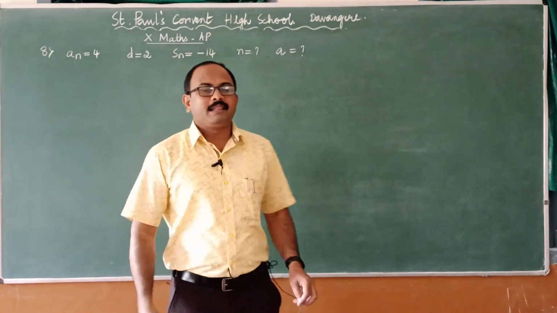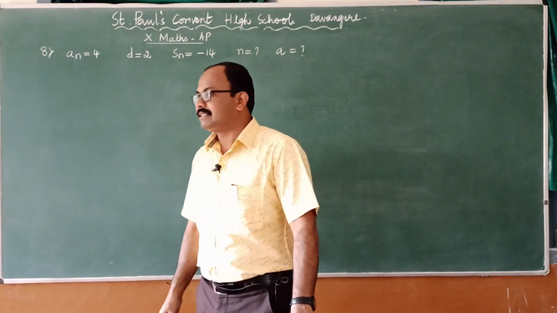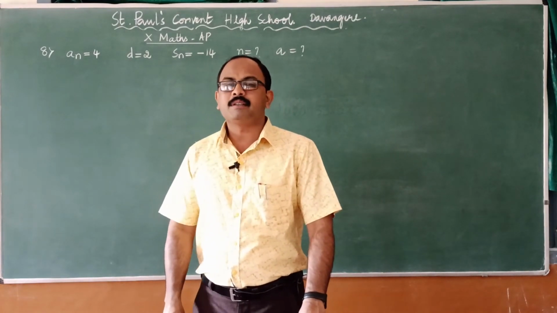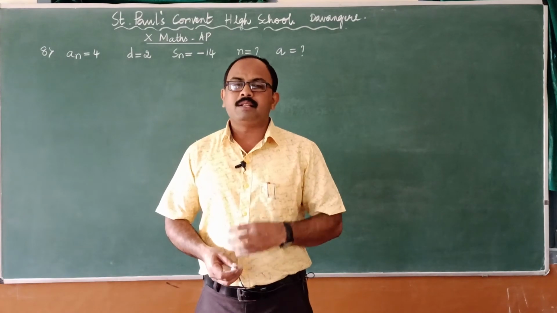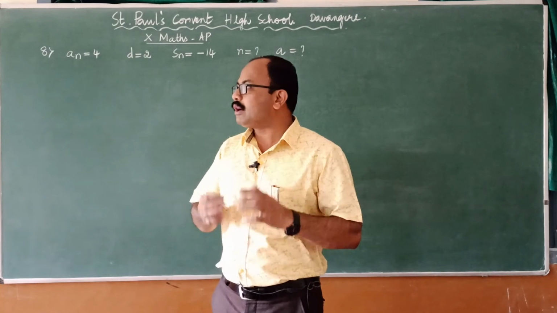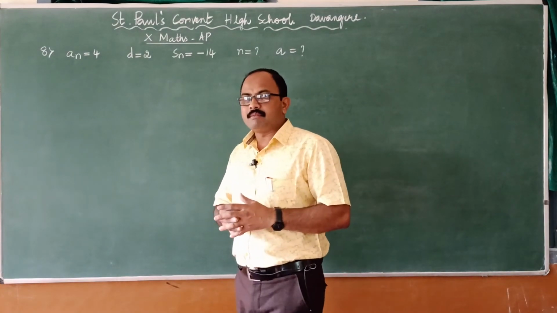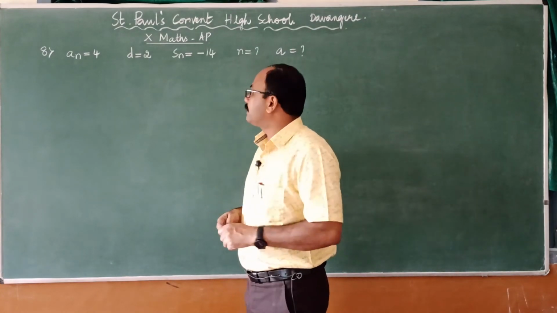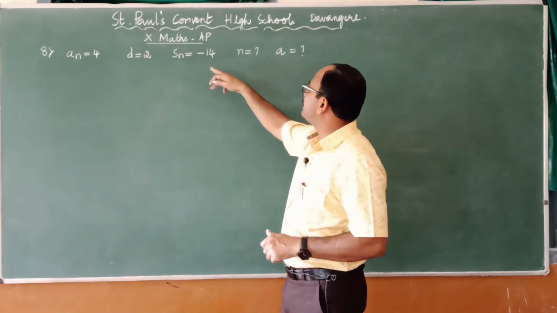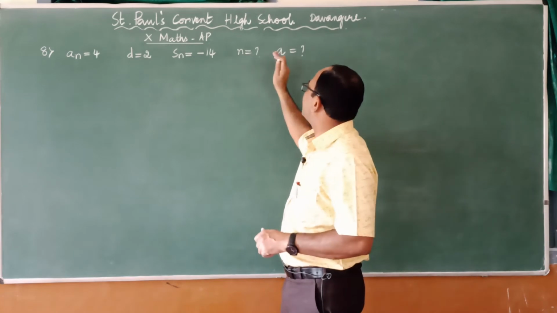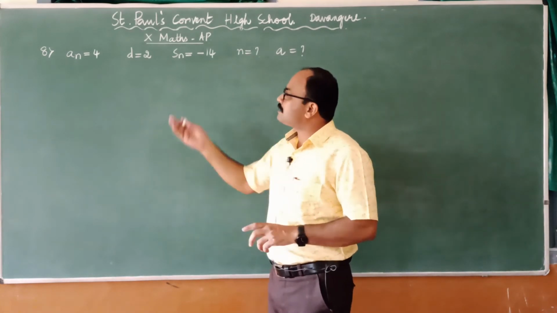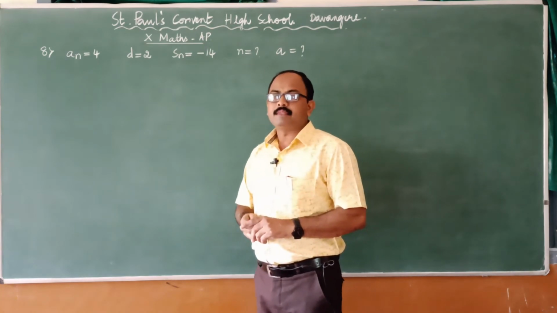Children, in this exercise 1.3, this sum is quite different from the remaining sums we have done so far. How do we do it? It's easy, but you have to be very careful. The given: nth term is given, d is given, sum of n terms is given, and we need to calculate the number of terms and then the first term. Let's start with the nth term.